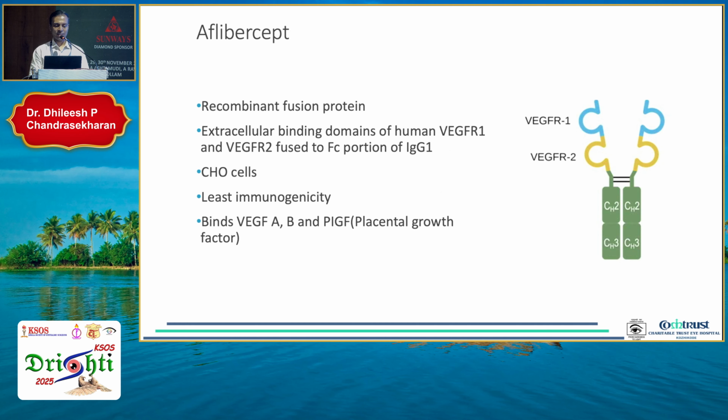Aflibercept is not a monoclonal antibody, it is a recombinant fusion protein, as Dr. Sheena said. So it actually has VEGF-R1 and VEGF-R2 receptor domains bound to the constant heavy chains, and VEGF-A, VEGF-B and PlGF actually bind to this molecule. They are trapped within it, and hence the name VEGF trap. So it has the least immunogenicity among all the anti-VEGF agents because there is no murine component here, it is almost fully human.